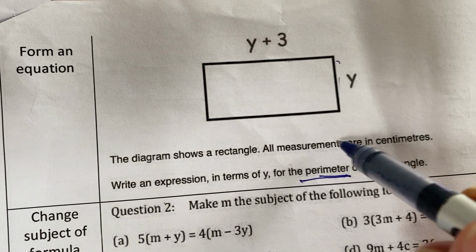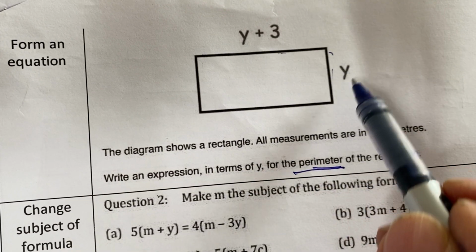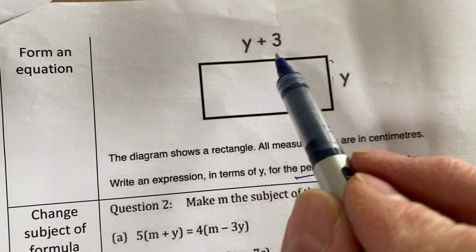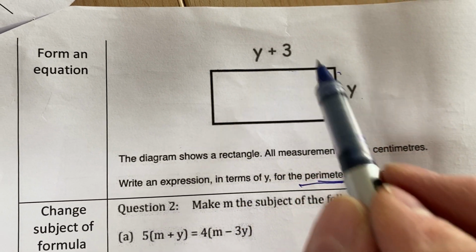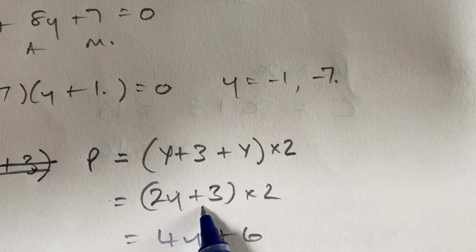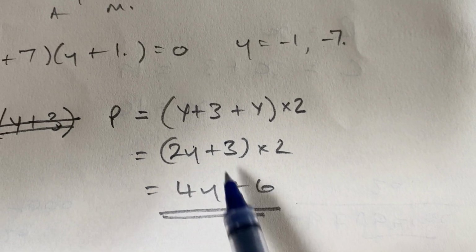The perimeter is literally the distance around the edge, isn't it? So it's that plus that plus that plus that. So effectively it's 2 of these and 2 of these. So y plus 3, that's 2y plus 3 doubled. So it's 4y plus 6.